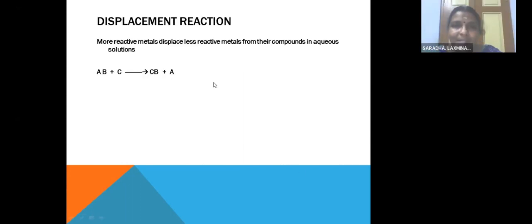The second part is displacement reaction. Till now, it's only about metals and non-metals, physical properties and chemical properties. And after this, we are introducing a type of reaction, displacement reaction. In Class 10, they'll have different types of reactions. One such reaction is displacement reaction. And for that, we can give an example. When a compound AB reacts with an element C, C will displace one element from the compound and it forms another compound CB and A is sent out. This is what is displacement.